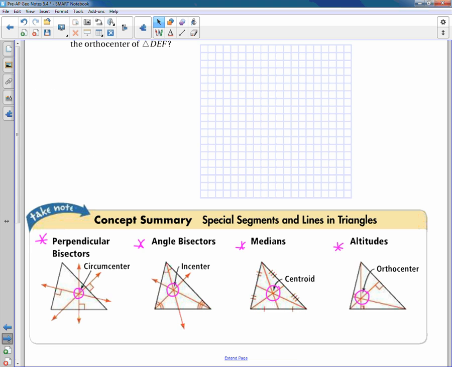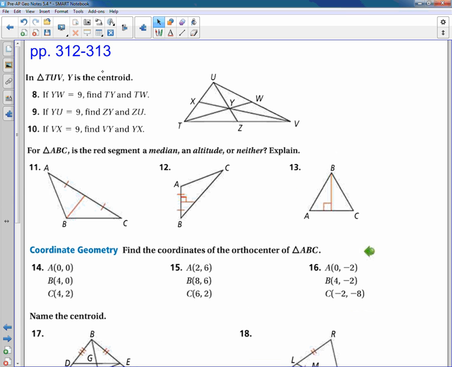Okay, so for this homework right here, it's on page 312 and 313, and I will be checking this on Friday, Halloween. And don't forget that you also have a quiz on that Friday too.